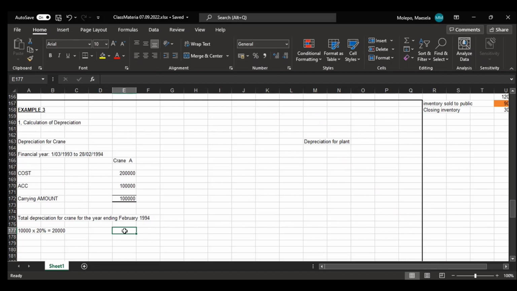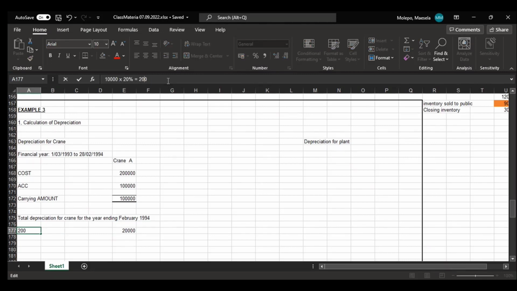Now, okay, we said let's put 20,000 here. Now they say there must be depreciation capitalized. Then we have to say depreciation capitalized, or capitalized depreciation. We don't know it yet. So let's calculate the capitalized depreciation. I will put it here.